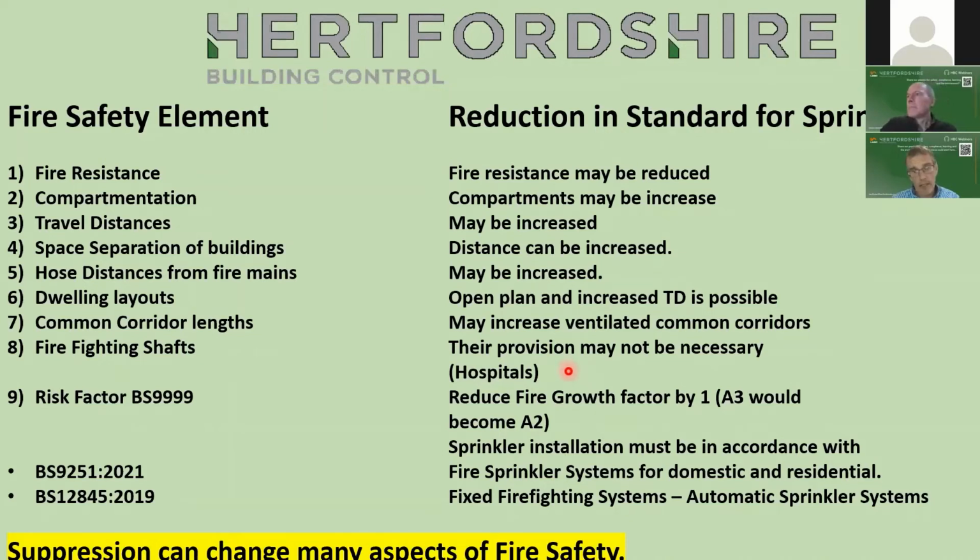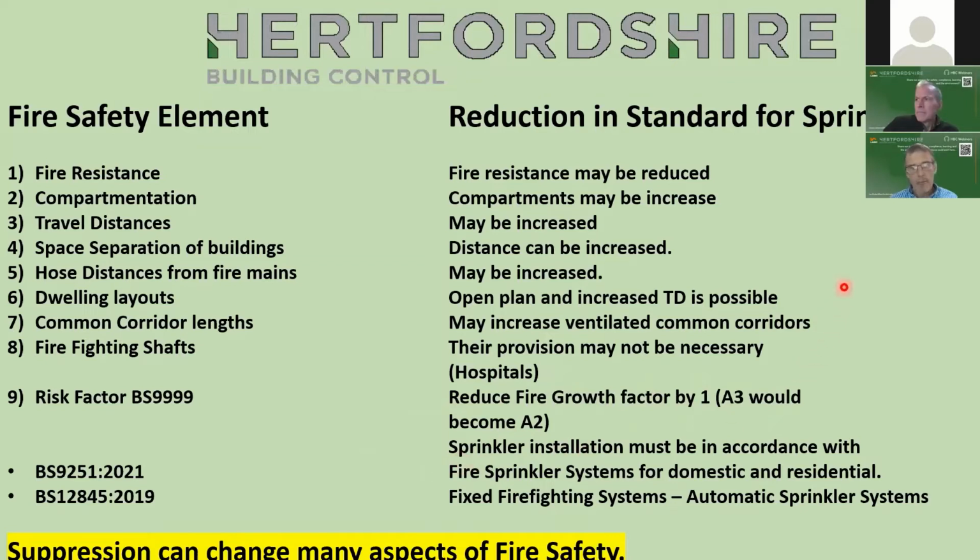sprinkled, then you do. In 9999, it reduces the fire growth factor by 1. In 9999, there's 4 fire growth factors. There's 1 which is slow, 2 medium, 3 is fast, and 4 is ultra fast. 4 is not allowed, simple as that. If you've got 4, you must sprinkle it down to 3. But effectively, it reduces that growth factor by 1. So what it's doing, it's recognizing that sprinklers reduce the growth rate of fires. That's what you've got to take away from that.